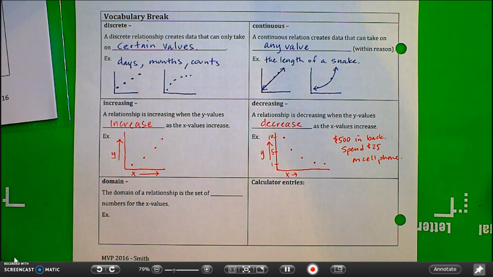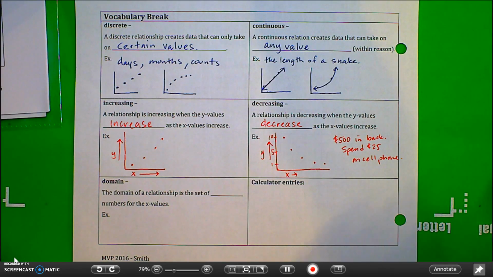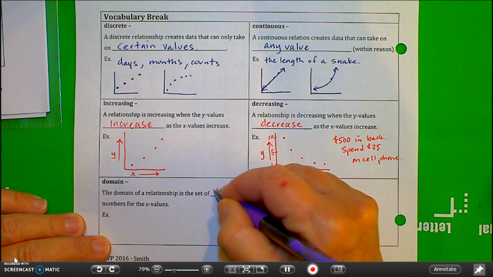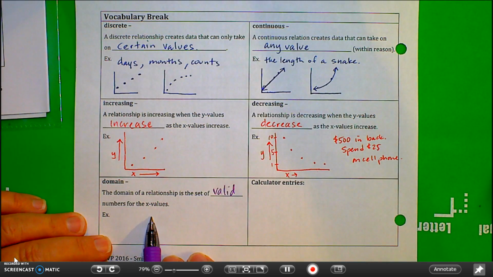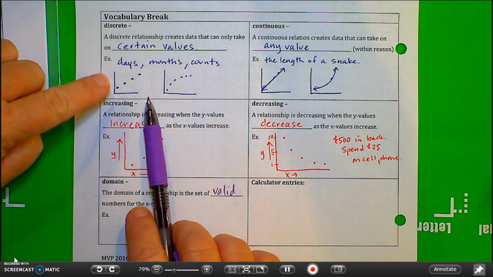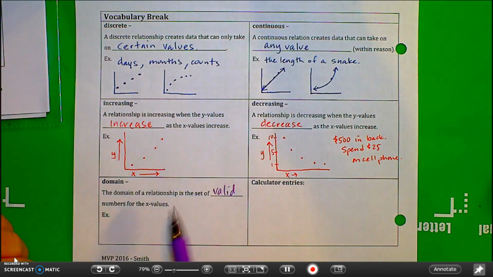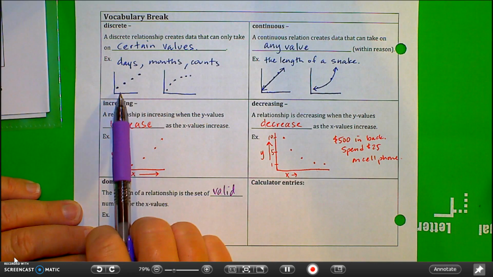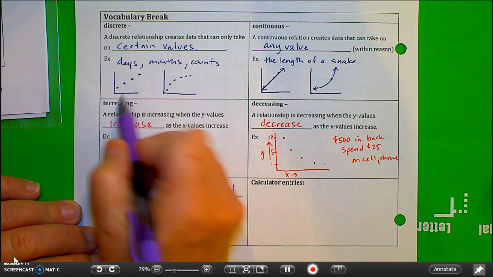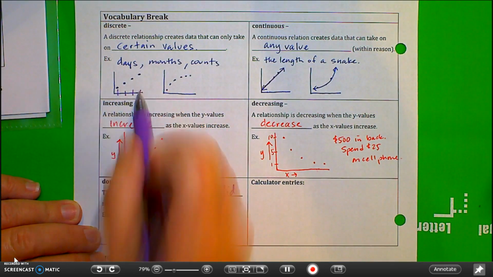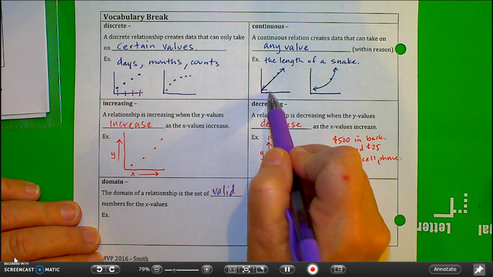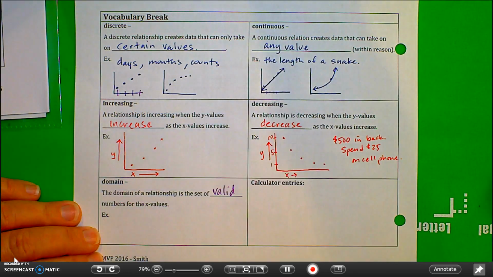Okay, the next word that we have is domain. The domain of a relationship is the set of valid numbers for the x values. In a way, when we think about the difference between discrete and continuous, it involves domain issues, because the domain on discrete would be just these particular x values that are used to build your graph. The domain of a continuous function are all the values that fall between a given range.